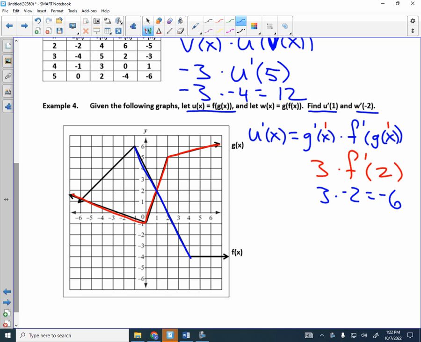What I would like to see you guys do is w prime of -2. Notice that w changes, it's g of f of x. You try that one on your own, and that's where we end for the day.